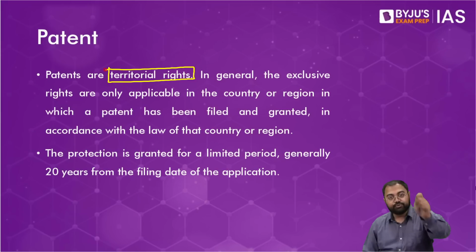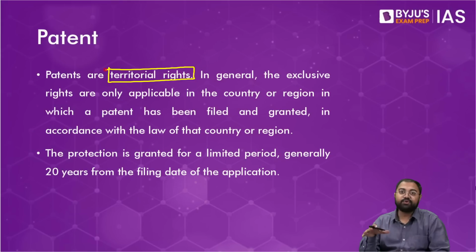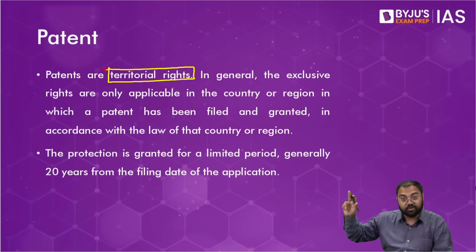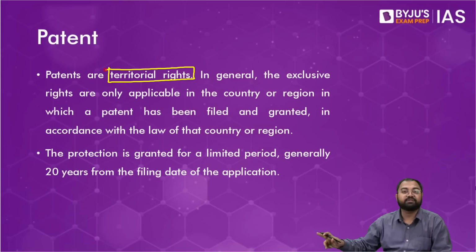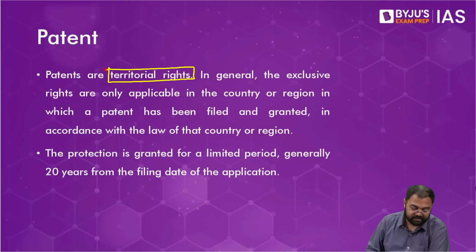If you go to the US and you get the patent from the government of the US, then the patent holds only in the US. So that's why we see that the patent will only hold in the country where you have been granted that patent, and that is why we say that these are territorial rights. So if you have to get a patent in some other country, you'll have to go to the government of that country and get the patent there as well.